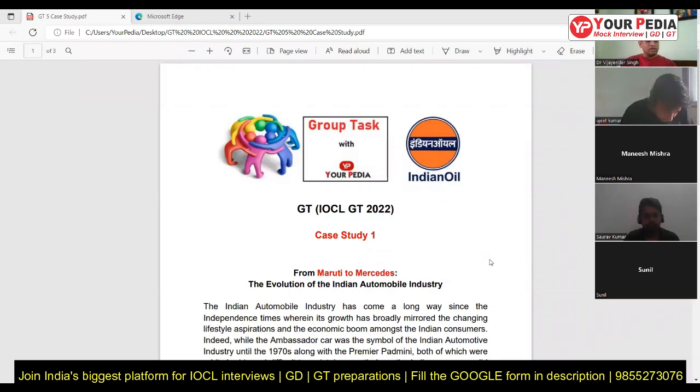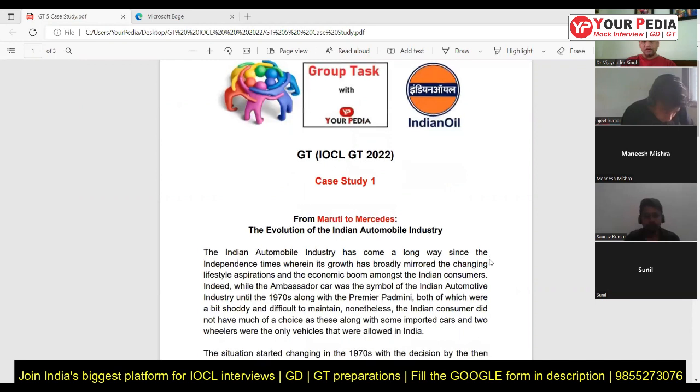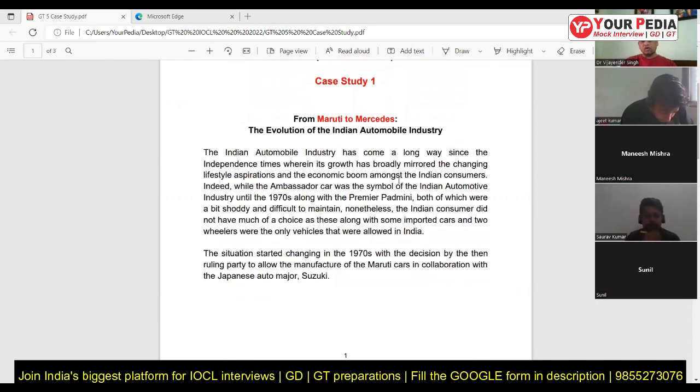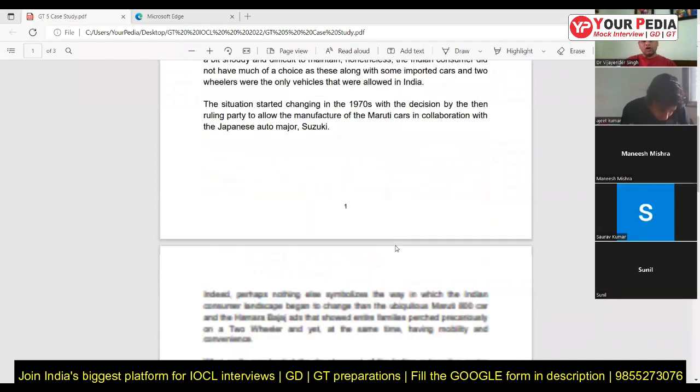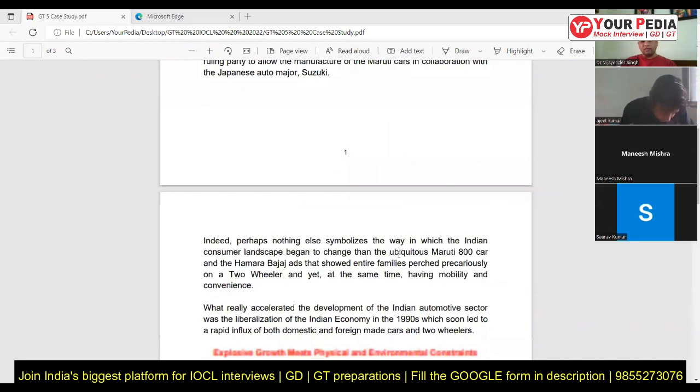WhatsApp. There is a group. Yes, sir. So this is the growth of evolution of Indian automobile sector, and also he's telling you about how the Indian automobiles industry evolved, and then later on how the changes came.